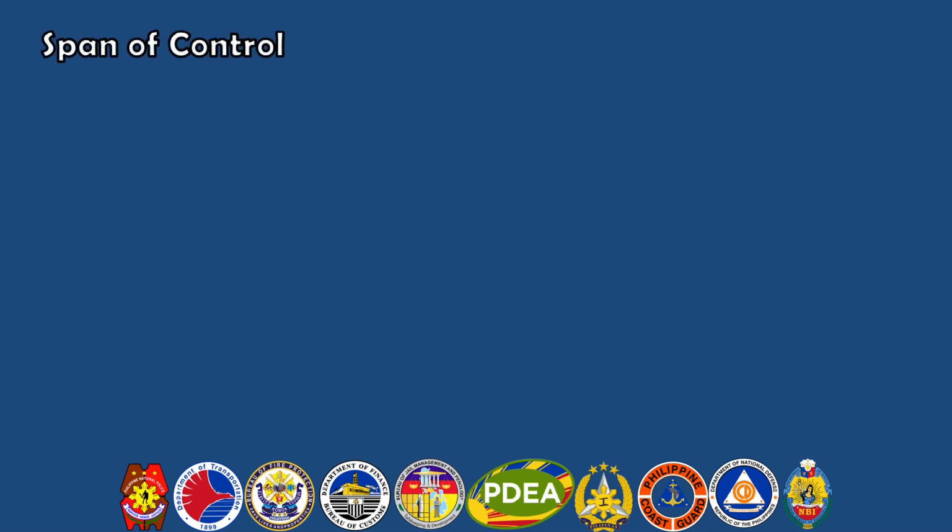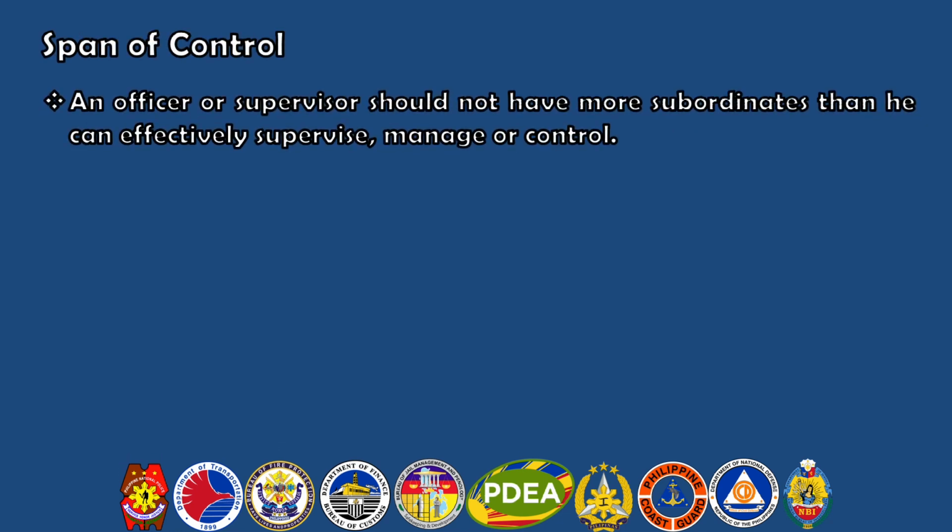Next would be span of control. When we say span of control, an officer or supervisor should not have more subordinates than he can effectively supervise, manage, or control. Ang sinasabi lang sa span of control is that a supervisor has the maximum number of persons or subordinates that he can effectively handle or manage.